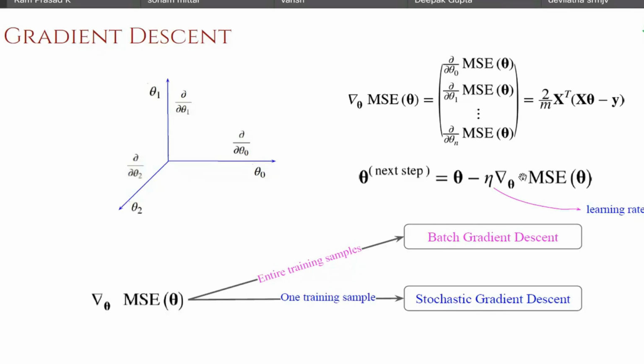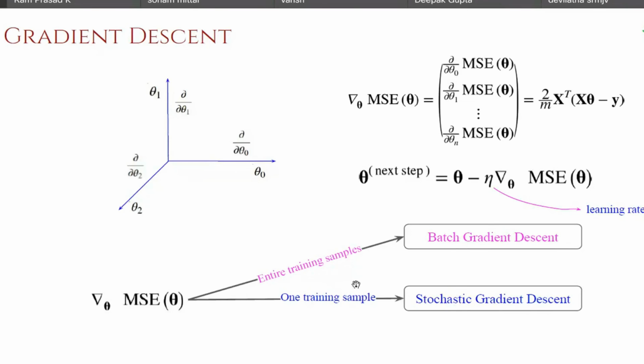Based on one training sample's error, we can update the theta, and that is called stochastic gradient descent. This stochastic term comes from the fact that out of your 10,000 training samples, you randomly pick a training sample, look at the error, and update the theta. So that randomly picking the sample is referred to as this stochasticity in updating the theta value for gradient descent.